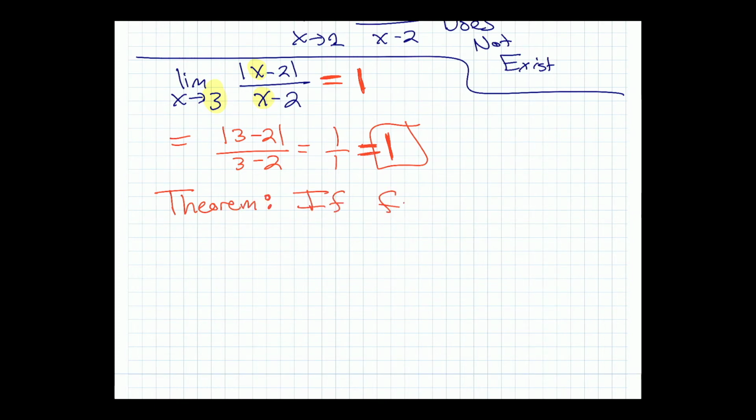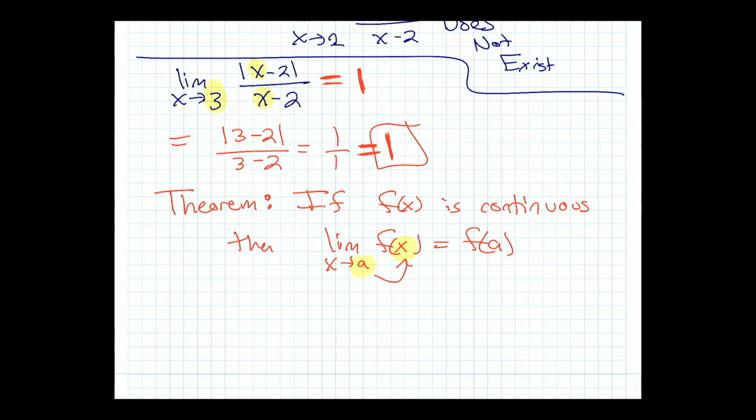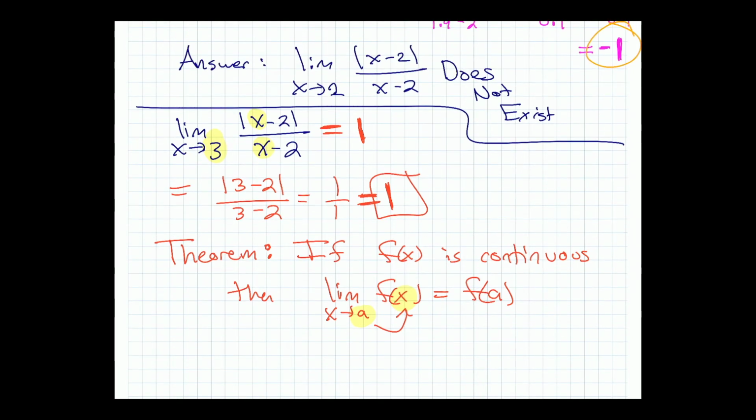if f of x is continuous. This is actually not really a theorem. This is actually the definition of continuous, but I'm saying it's a theorem here. If f of x is continuous, then the limit as x goes to a of f of x equals f of a. We'll talk a lot more about continuity later on. But what it says is, if the function is continuous, you can go ahead and just plug the a into the x, right? Which is what we just did right there.